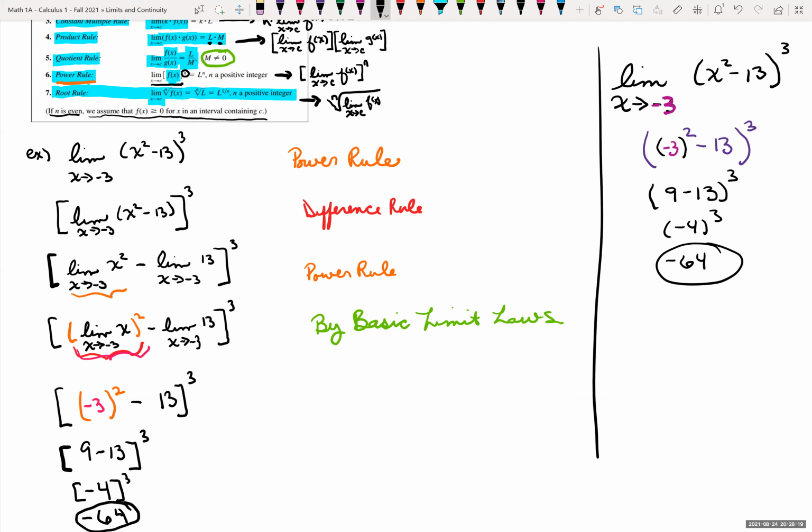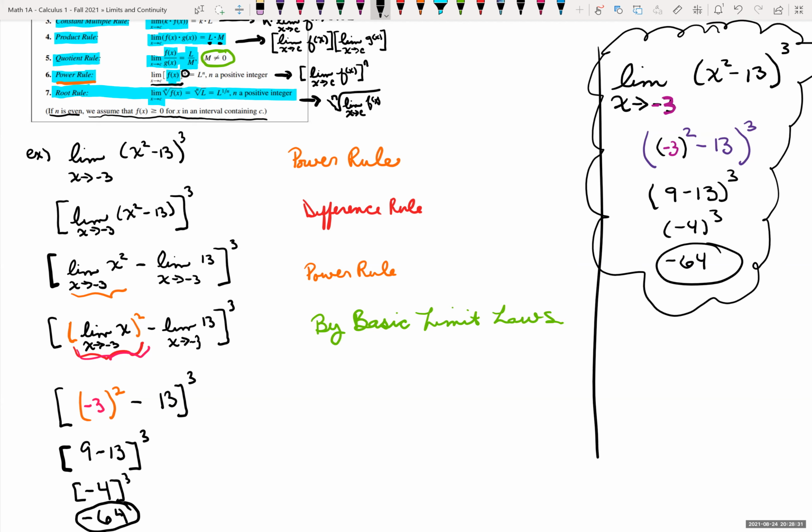So that's a lot faster than going through and justifying each step and using those laws. But we can do this direct substitution because of those limit laws. I'm going to pause for a second while you guys finish writing.